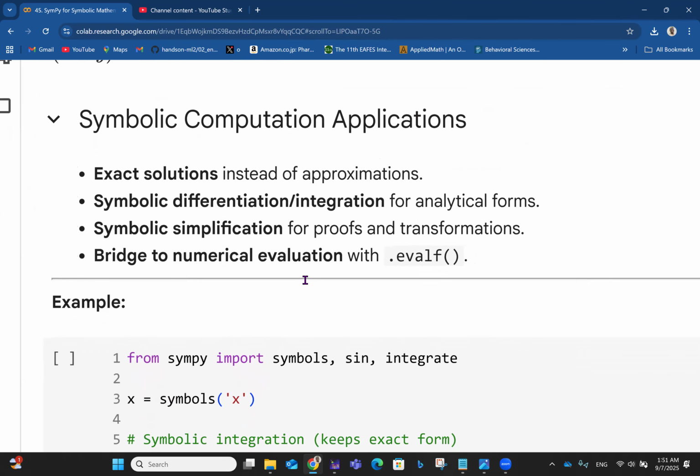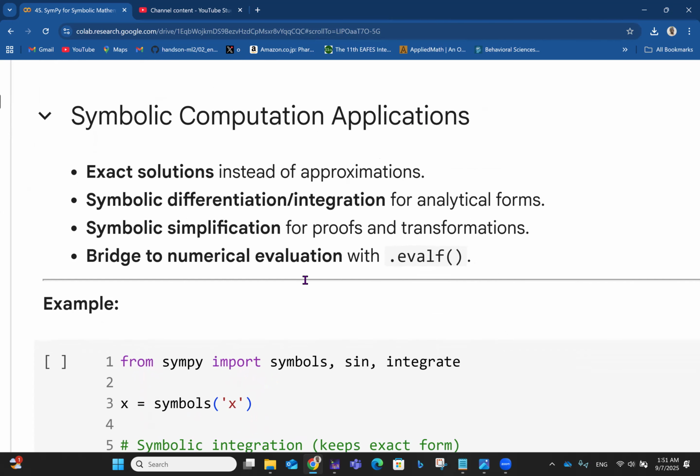You can use Symbolic Python for symbolic computation applications. So you can get exact solutions instead of approximations, what is called closed form solutions, like when you do an integration or differentiation or something like that. So symbolic differentiation or integration for analytic forms. You can also do symbolic simplification for proofs and transformations. You can use it to bridge numerical evaluation with evalf and all that.